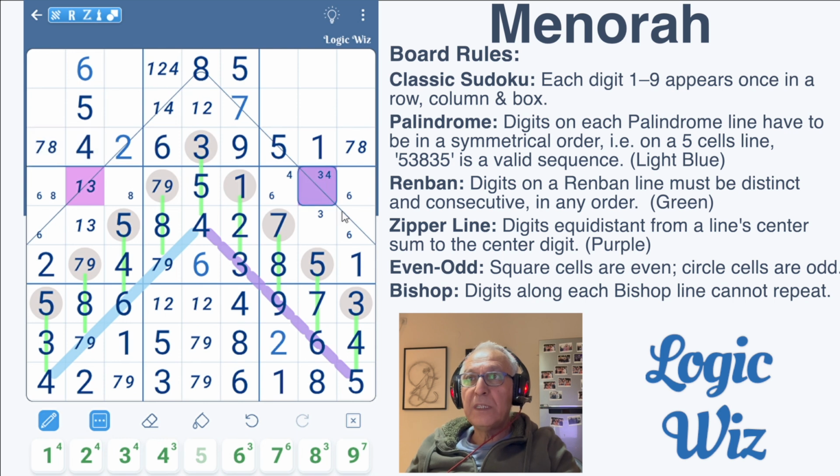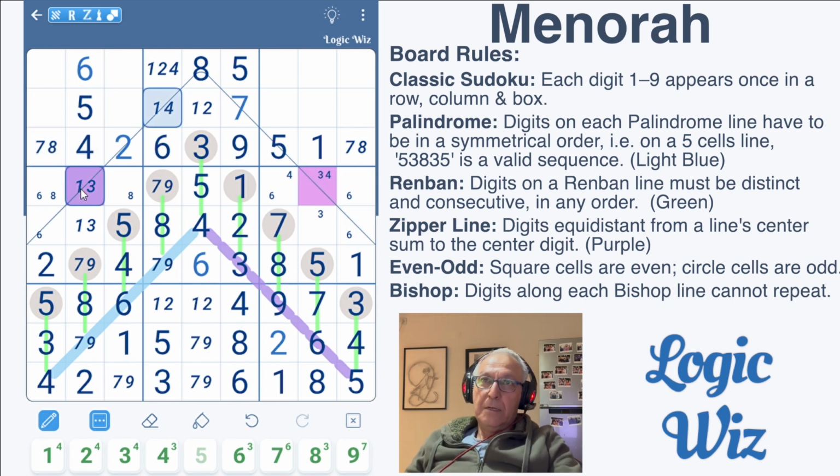So 1 cannot be here on a zipper line, it must be here or here. Cannot make any clever decision with it so far. Not that I can see. So 3 in this box must be here, because it cannot be here because of the 2 3s.